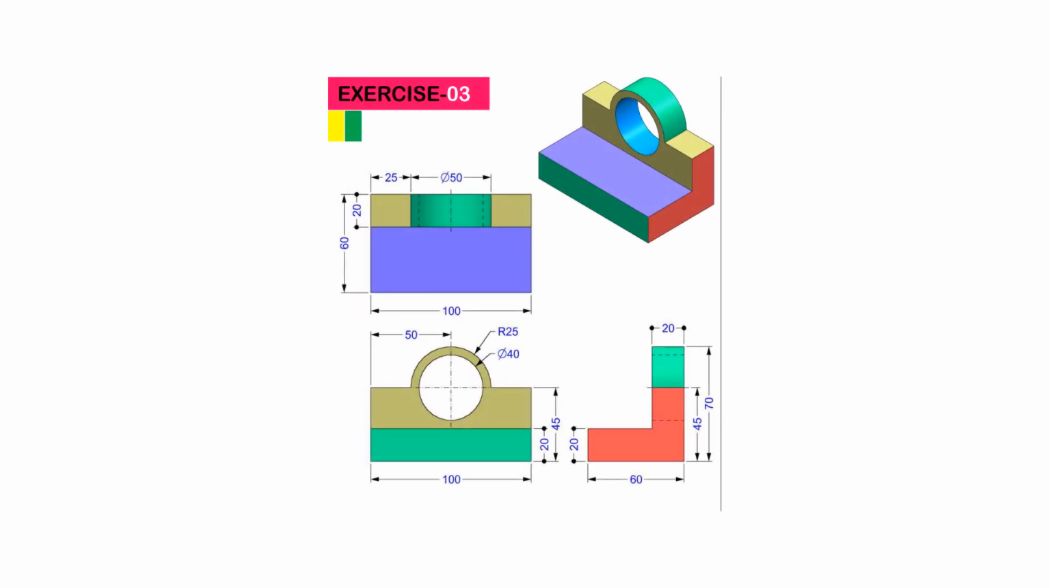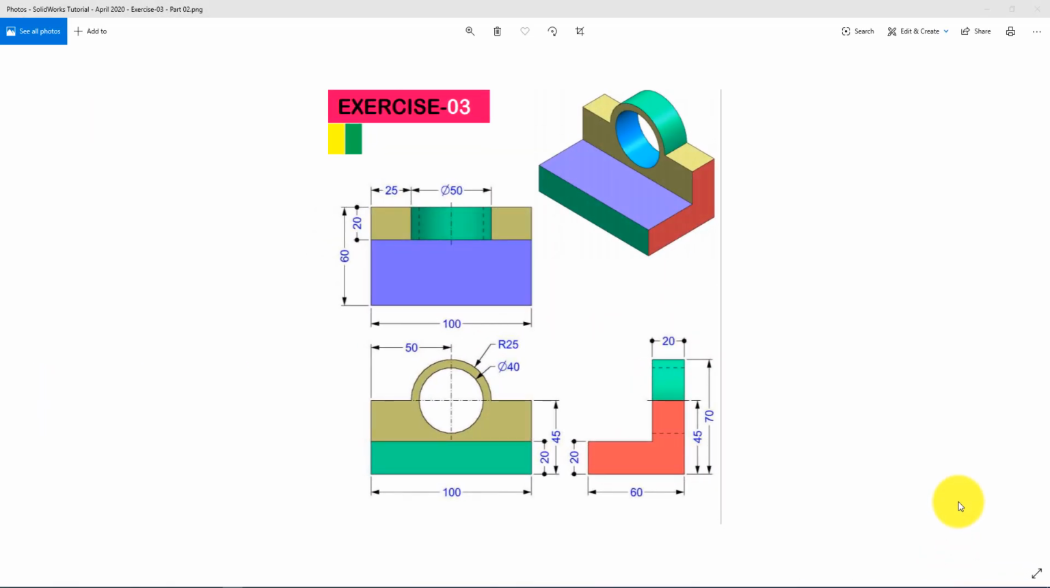This is the third video of this new series. This is the part which we are going to design today using SolidWorks 2018. At first, I will design the horizontal part, and then the vertical part. The horizontal part is a rectangle. The vertical part is also a rectangle, with a ring.